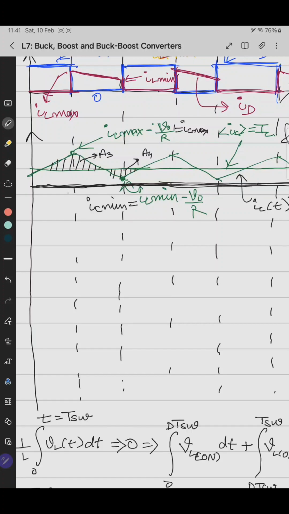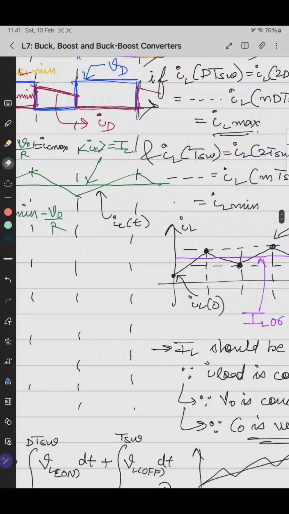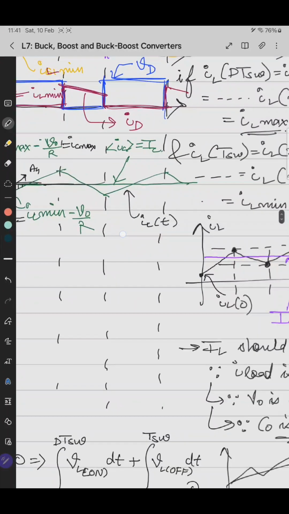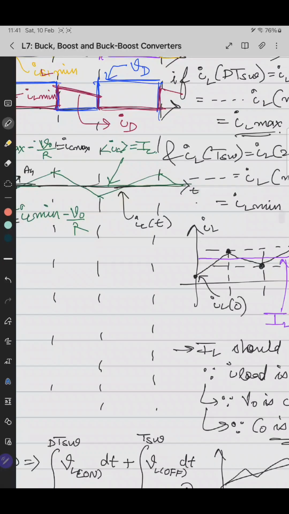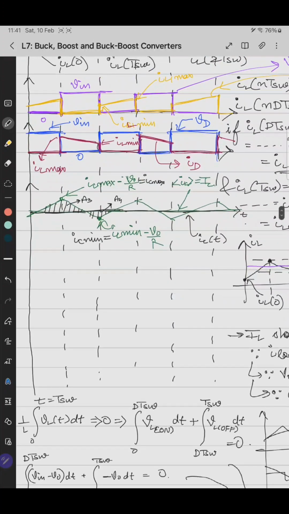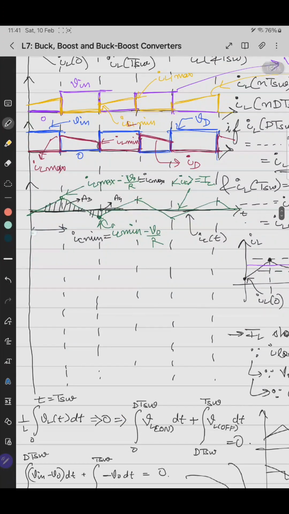So let's assume that we shift it further down, and I erase this axis and make this axis the t equals 0 axis. This is the t equals 0 axis. Now I'll derive A3 and A4. This was D into T switching, and this is 1 minus D into T switching. This is a zero crossing, this is a zero crossing, this is a zero crossing, and this is a zero crossing.